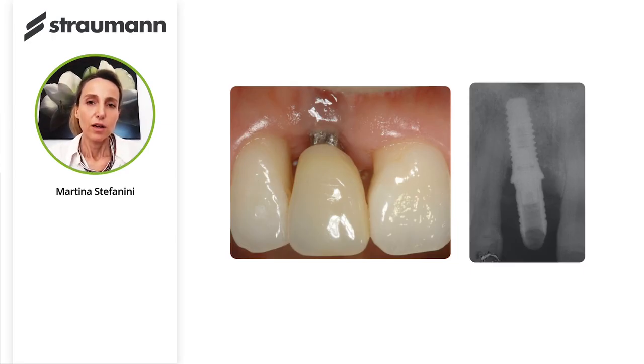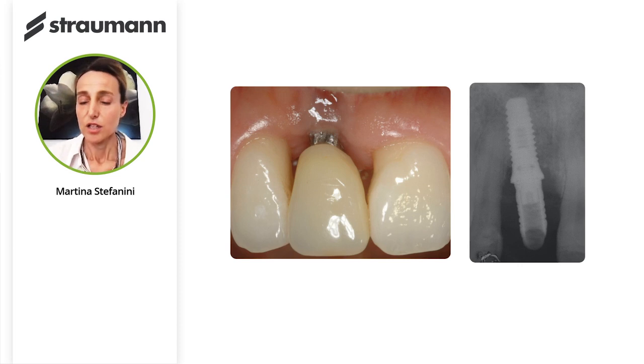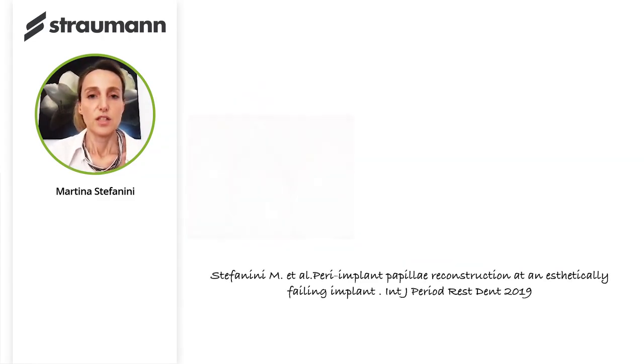But this is even more challenging, because in this case we have not only the problem of the mucosal recession on the buccal aspect, but we also have the interproximal soft tissue that is lacking. So in this case, the goal of our surgical technique is to recreate 360 degrees of supracrestal soft tissue, not only on the vestibular aspect, but also at the level of the interproximal soft tissues.